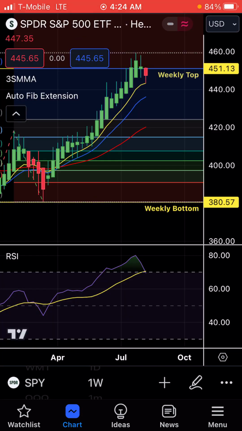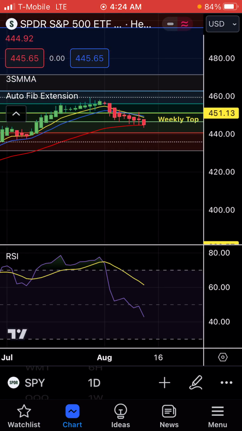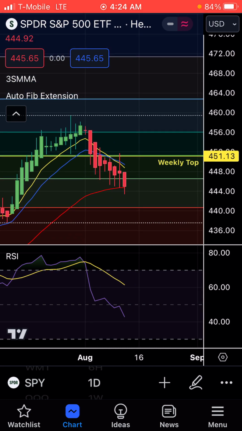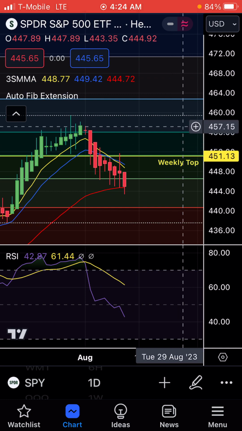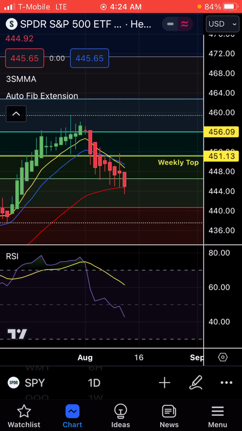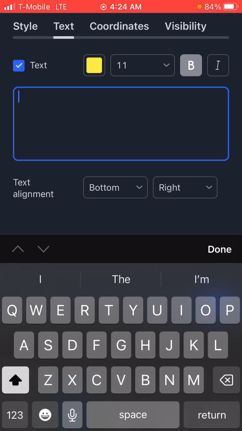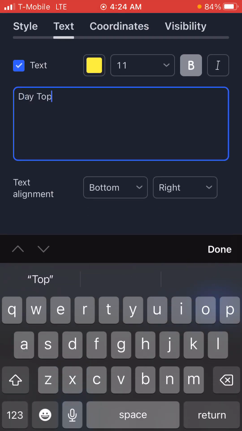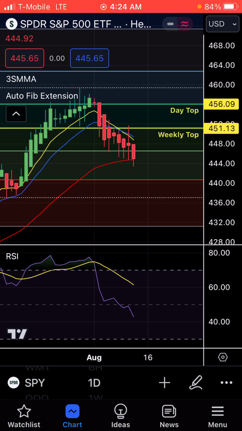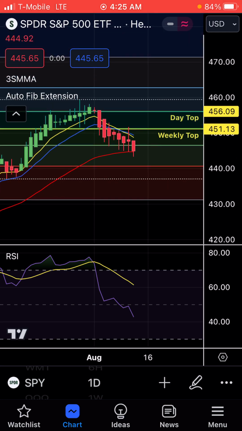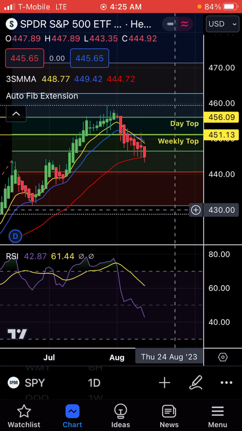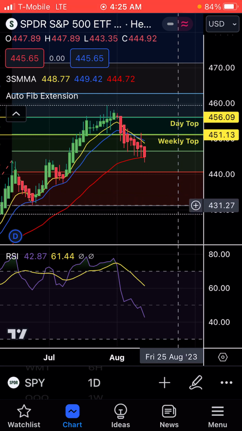Right there. So the next thing I do is I move on to the day. And then we look at where the candles are at on the day. And we get to the closest point, and that would be right here. So this is the day top. And the day bottom, it depends on where you're looking, but I would say the day bottom is right here. Right about there.